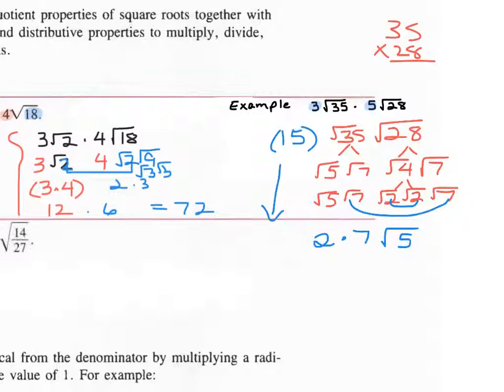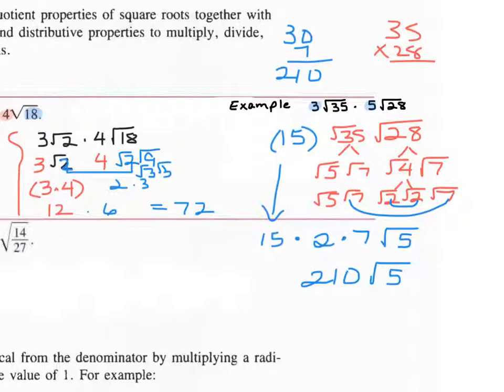Now I still have this 15 that was outside. So now I'm going to multiply everything that is outside of the radical, and I can multiply in any order. I'll multiply 15 times 2 is 30, and then 30 times 7, and I get 210. So 210 square root 5 would be your final answer. Now, if you prefer to multiply the 35 times 28, you're still going to have to go back and break that down. So sometimes it's easier to break it down when the numbers are smaller.